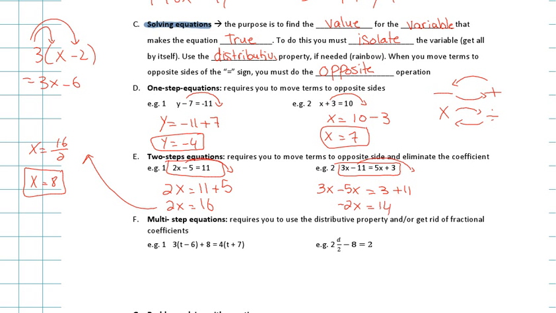Then I have to divide by negative 2, right? Because I am multiplying by negative 2 here, okay? So when I move it over, it's going to become division by negative 2, so x equals negative 7. Good. Okay? Are we okay with this?